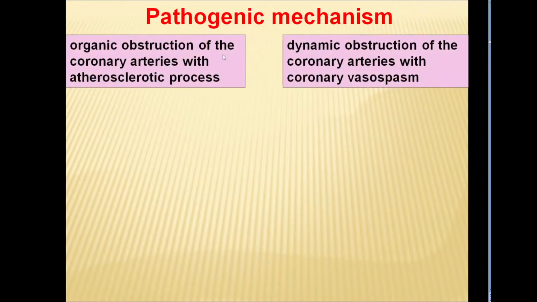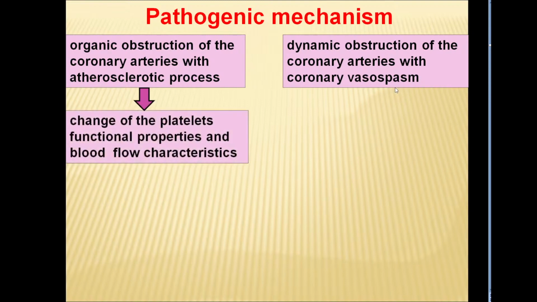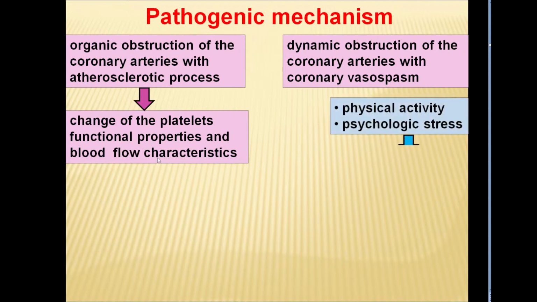Pathogenic mechanism. Organic obstruction of the coronary arteries with atherosclerotic plaques or dynamic obstruction of coronary arteries due to coronary spasm manifested with disordered hemodynamic. But if the spastic process is not accompanied with disordered characteristics of the vessel's intima, obstruction with atherosclerotic plaques is accompanied with formation of the thrombotic mass due to adhesion of thrombocytes and disordered functional properties of the blood flow.